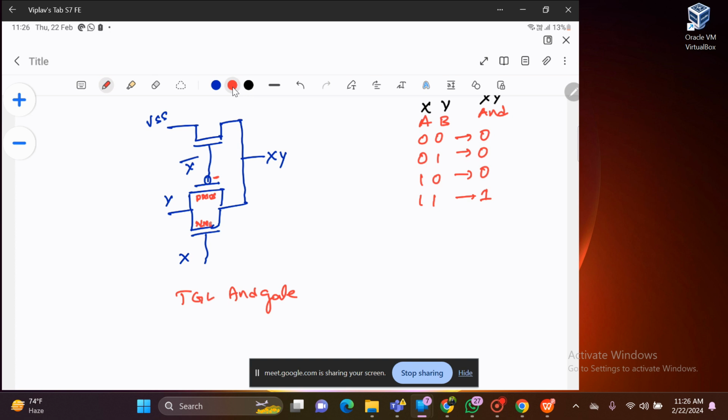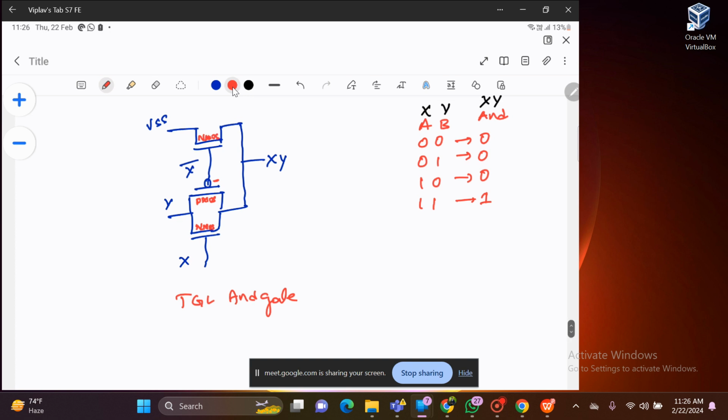So these are NMOS, these are NMOS, okay. So when will the PMOS get activated? It depends on the gate voltage. When gate voltage is 0, PMOS is on. When gate voltage is 1, PMOS is off, okay.